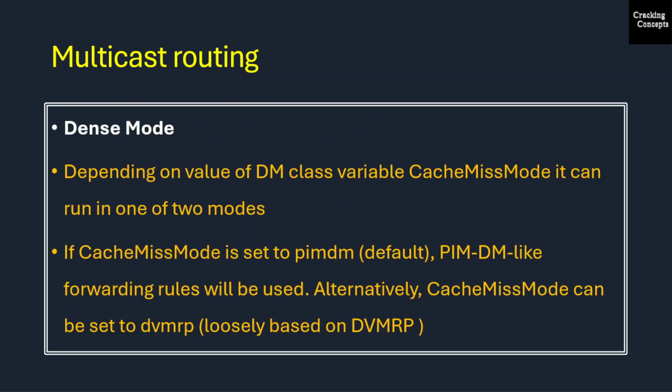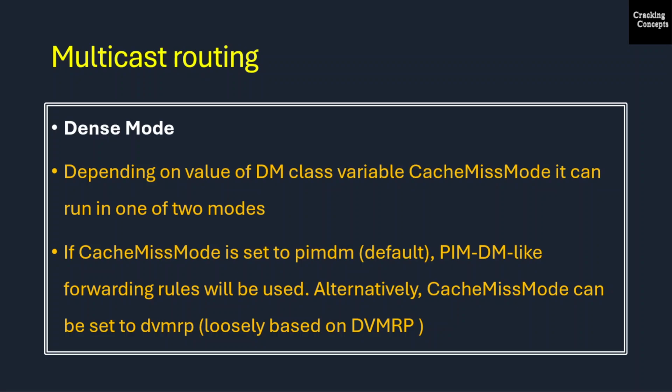Then there is dense mode. Now this is an implementation of a dense mode like protocol. Depending on the value of the DM class variable, which is cache miss mode, it can run in one of two modes. If this cache miss mode is set to PIM-DM, like forwarding rules will be used.